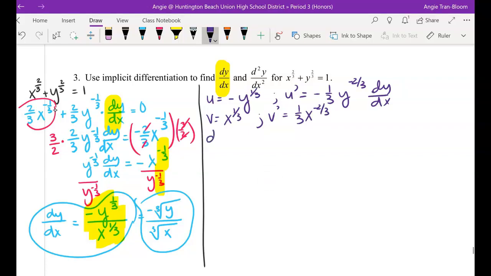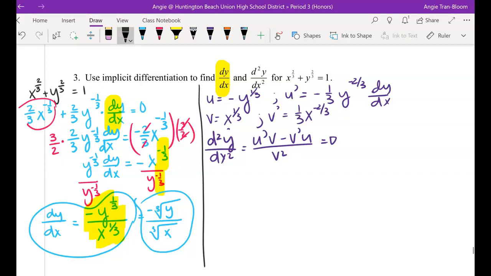Now I'm going to rewrite the quotient rule. Oops. I'm trying to do second derivative. d squared y over dx squared. So the rule says u prime times v minus v prime times u all over v squared. I did all the background work already. Now I just have to plug in what u prime, v prime, u are, okay?